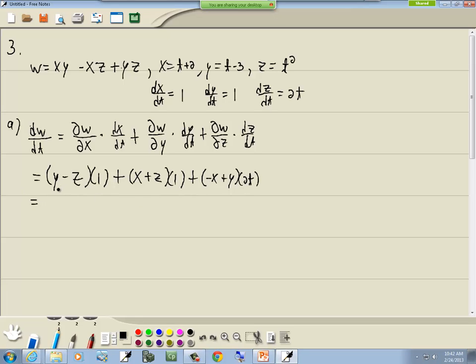And I'll simplify a little bit. So we get y minus z, the 1 doesn't do anything, plus x plus z. And yeah, I'll go ahead and multiply this through. 2t times negative x gives us negative 2xt, and 2t times y gives us 2yt. Oops, and write the 2. There we go. Okay, let me try that again.